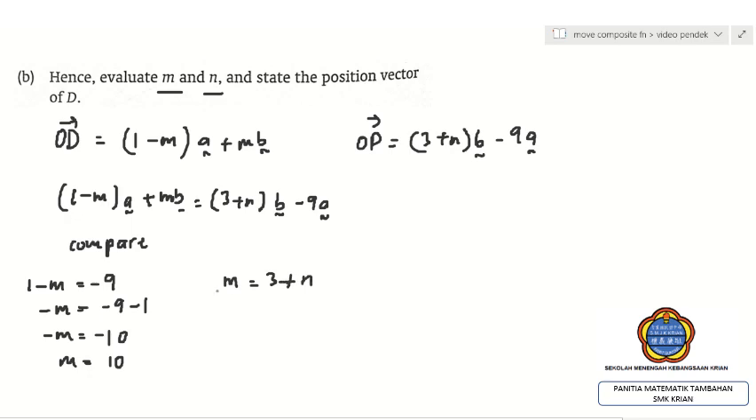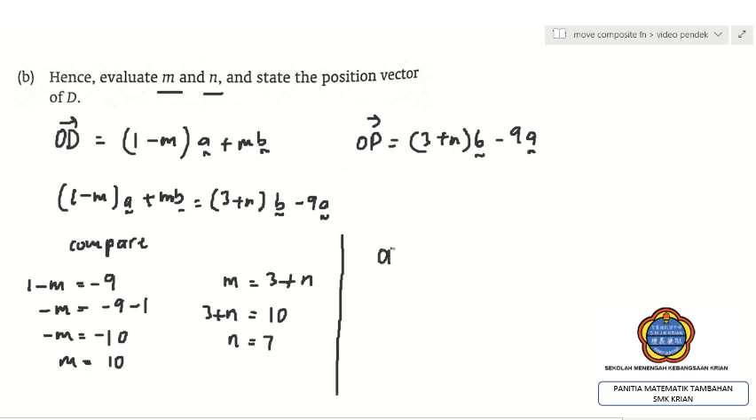Okay, so for the coefficient of b, m is equal to 3 plus n. We already know the value of m, so 3 plus n is equal to 10 and n equals 7. So we finish the part for m and n values. Right now we continue with the next question, position vector of D.